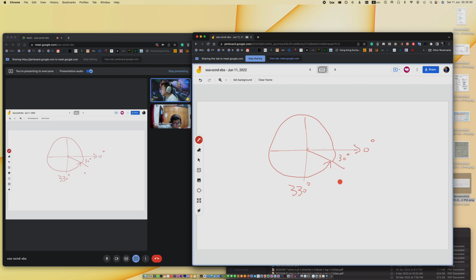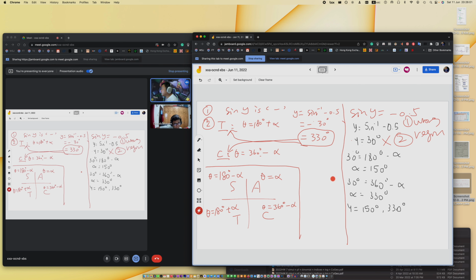Go to slide 4. What region is this? Yeah, it's a C region. So go back to slide 3. If it's a C region, therefore your 330 degree, it makes sense for you to use the formula here. So 330 degree, now the question is, are you supposed to put the 330 degree into the alpha, or into the theta?